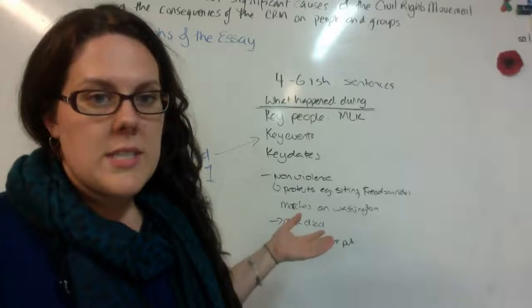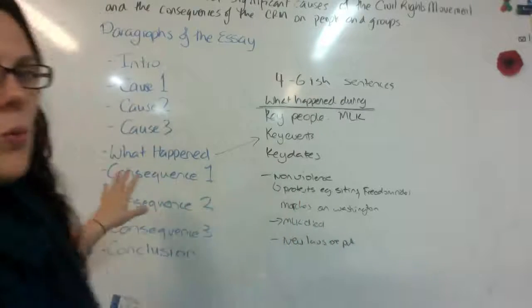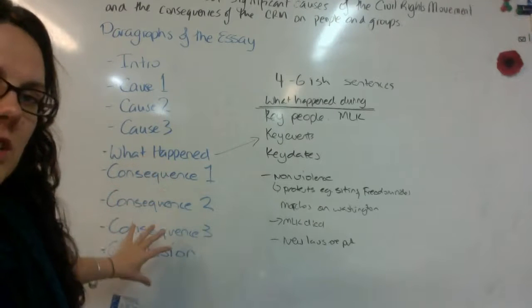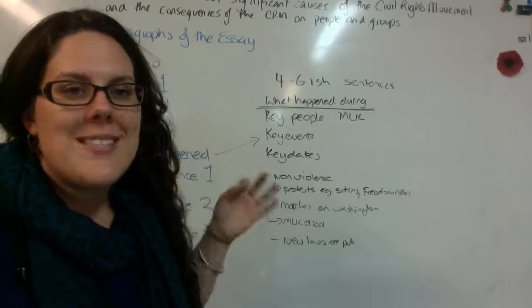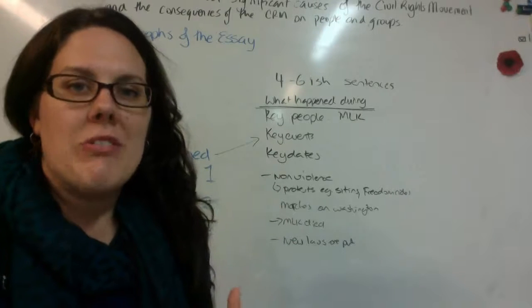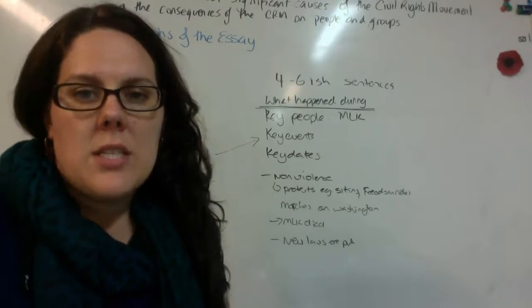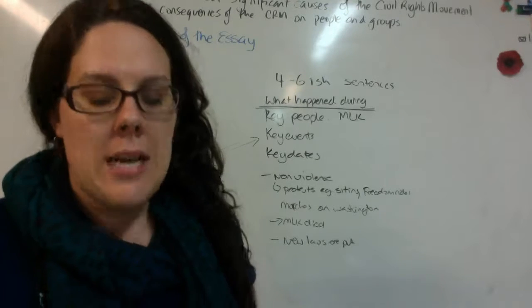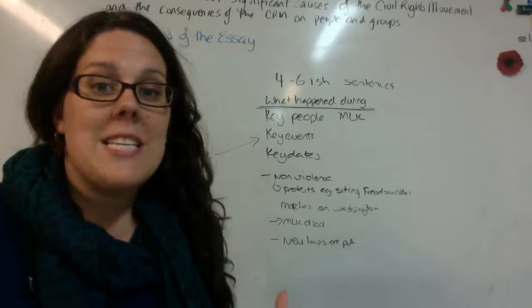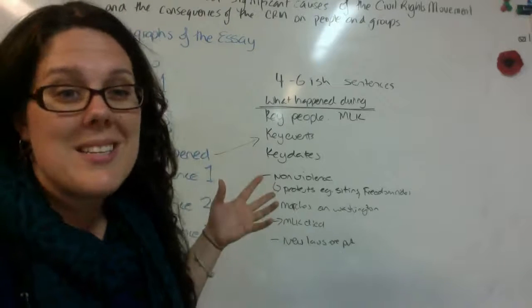Once you've done your causes, the next thing that you need to talk about is the what happened of the event. This is before you get into the consequences, and this is really just 4 to 6 sentences which just outline what happened during your event. So some key things that you want to consider are things like key people involved, key events, key dates, maybe explaining some important ideas. So you can see up here I've started to think some ideas.